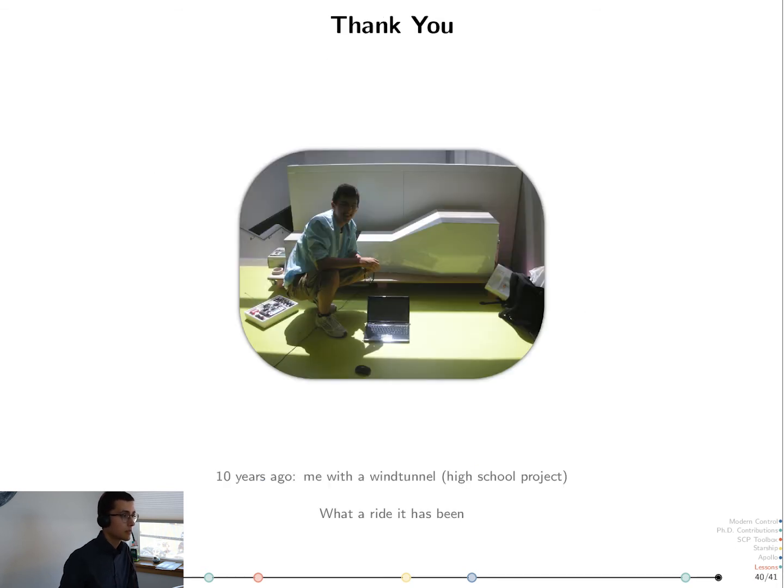So with that, I would like to thank you all very, very much for attending the public portion of my defense. I include here a photo from, I think, exactly 10 years ago of myself building a wind tunnel for a high school science project. What a 10 years it has been since then. It feels like a short time, but at the same time, it's been a long time.